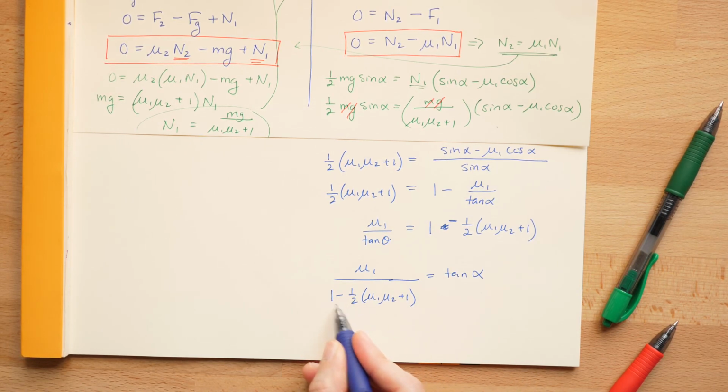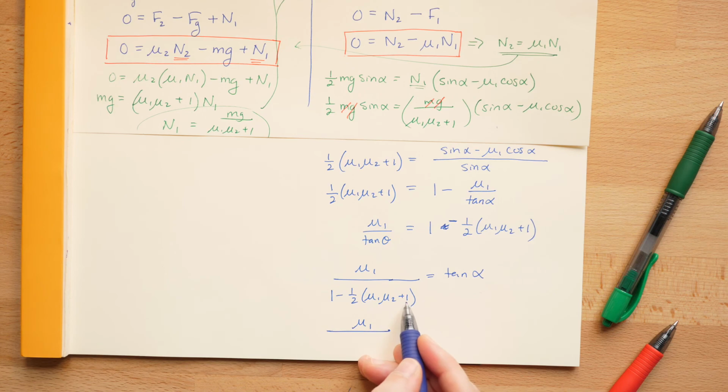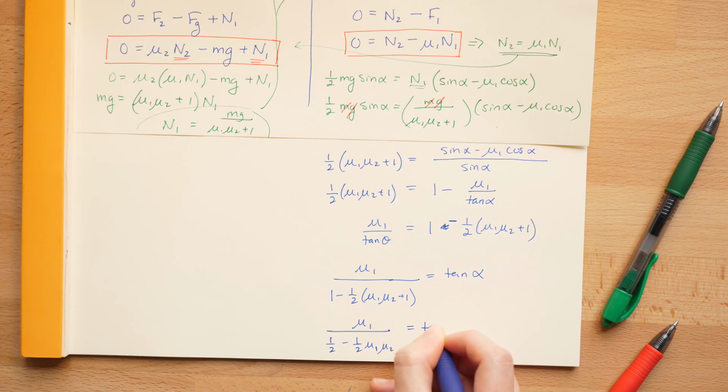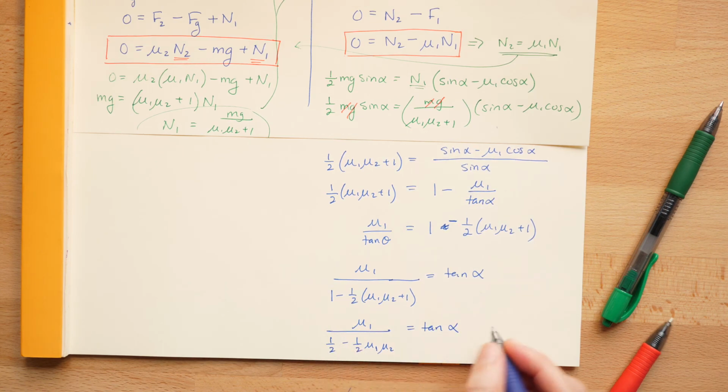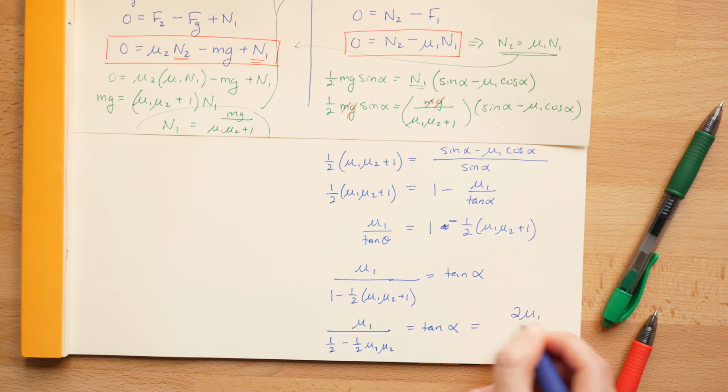And you can see over here, if we distribute this half through, we're going to get minus half mu1 mu2 minus a half. So we're going to get 1/2 minus 1/2 mu1 mu2 equals tan alpha. And then finally, you could just multiply the top and the bottom by 2 here. So you get 2 mu1 over 1 minus mu1 mu2. And then you just take the arctan of alpha and you're all set.